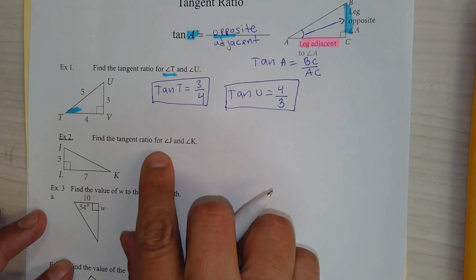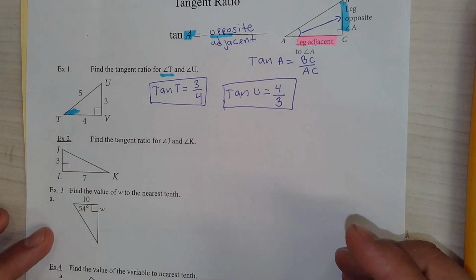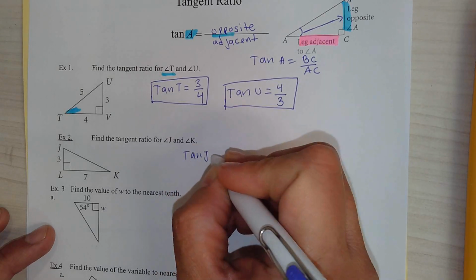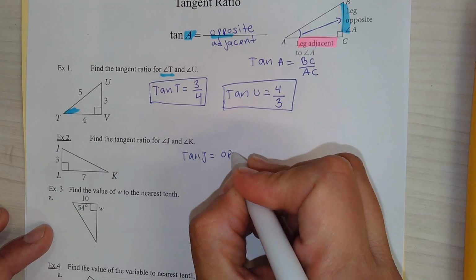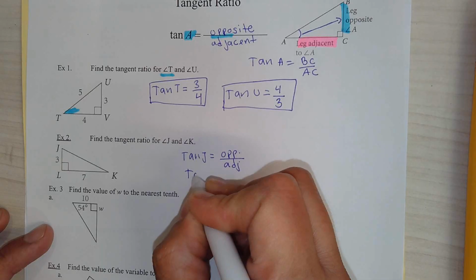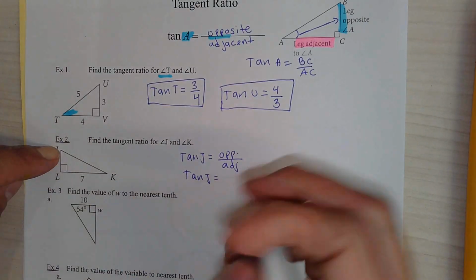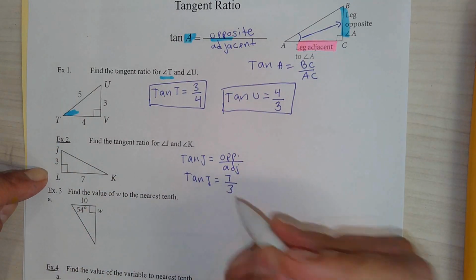Find the tangent ratio for J and K. Go ahead and give it a try. Pause the video. Okay, now let's go over this one now that you have paused the video. So you're going to do tangent of J equals, once again, opposite over adjacent. The opposite on this angle will be 7, and the adjacent will be 3.